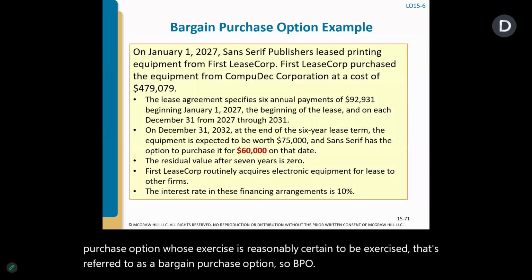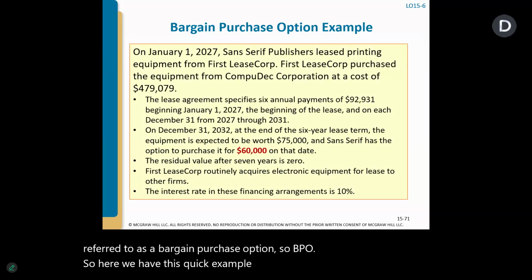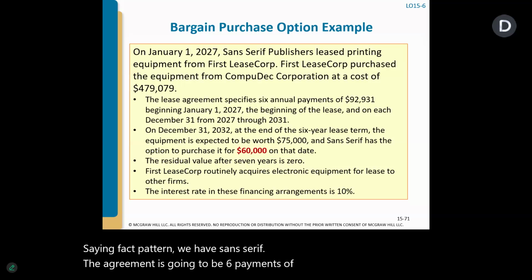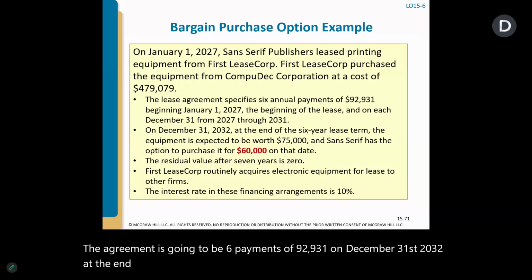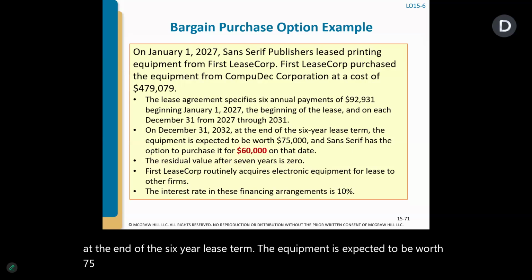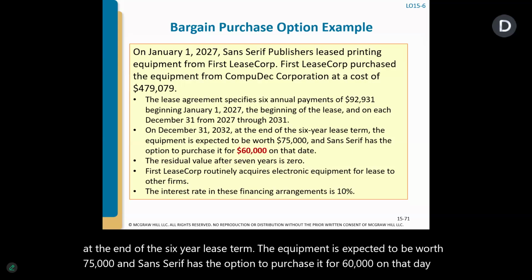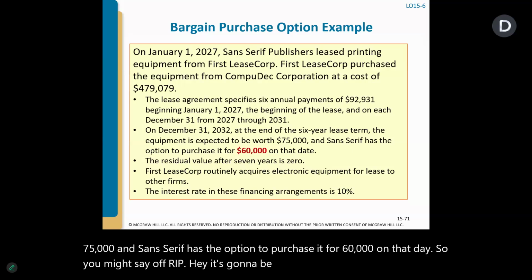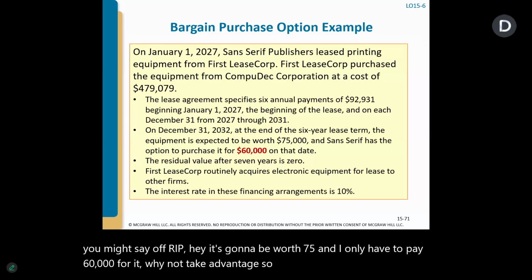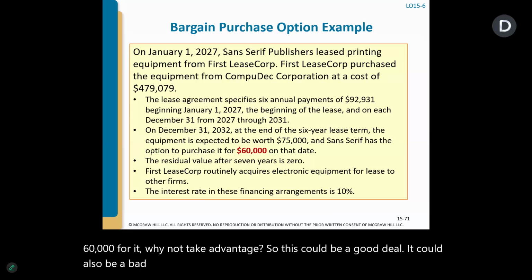So here we have this quick example. Again, same fact pattern. We have Sans Serif. The agreement is going to be 6 payments of $92,931, with the first on December 31st, 2032. At the end of the 6-year lease term, the equipment is expected to be worth $75,000, and Sans Serif has the option to purchase it for $60,000 on that date. So you might say off the rip, hey, it's going to be worth $75,000 and I only have to pay $60,000 for it. Why not take advantage? So this could be a good deal. It could also be a bad deal. So that's something to keep in mind.